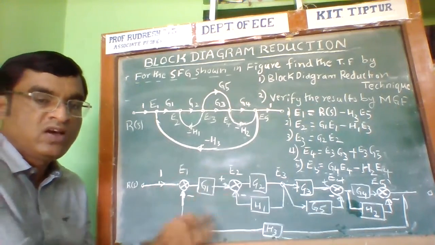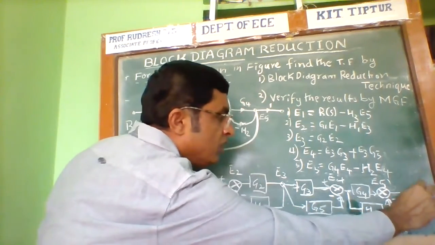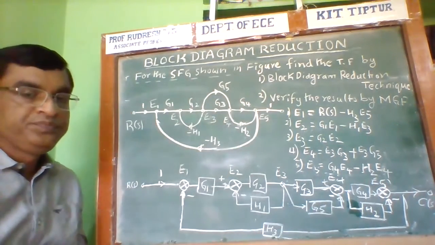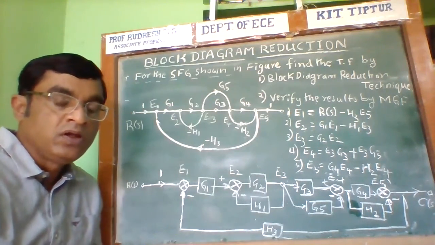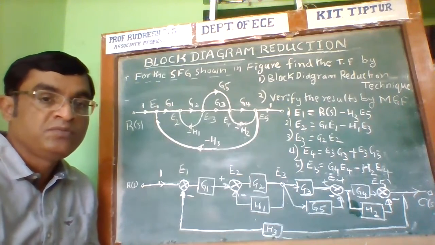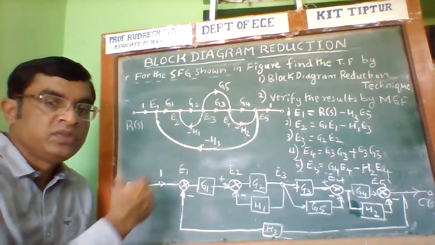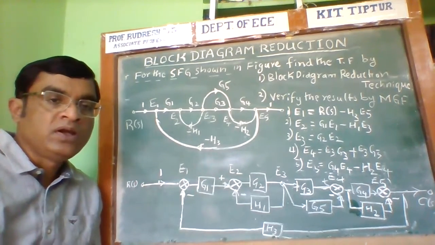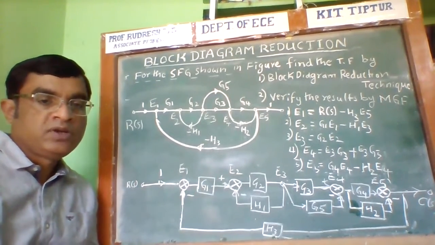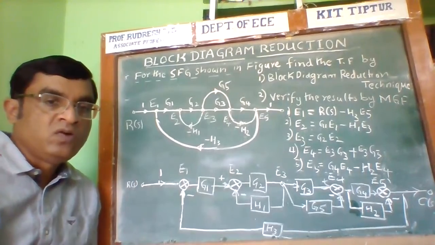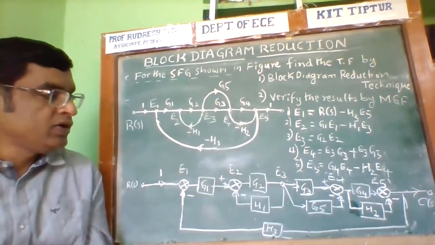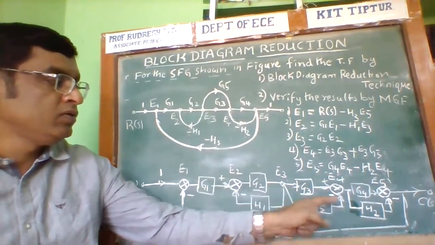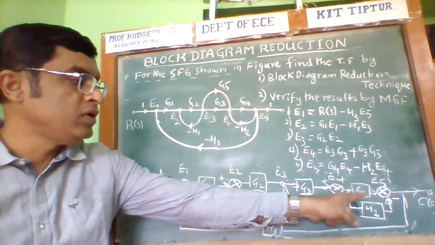So now this is the way of constructing the block diagram from the signal flow graph. Now, for this block diagram, apply the rules of block diagram algebra and find the overall gain of the system. If you look at this block and this block, this is the cascade, this is a parallel block.